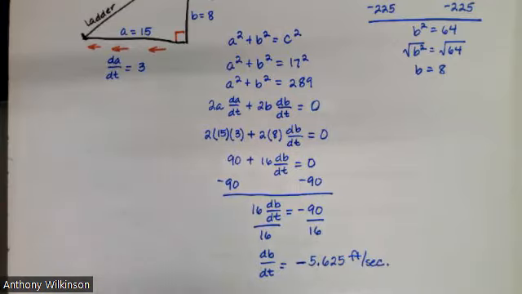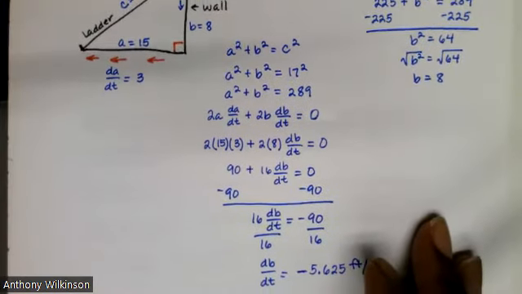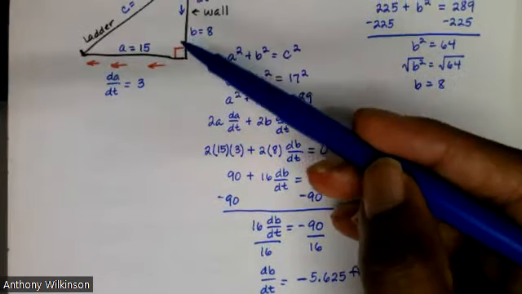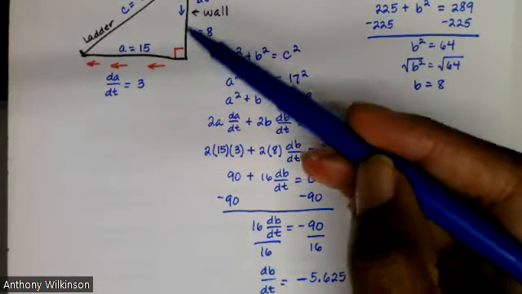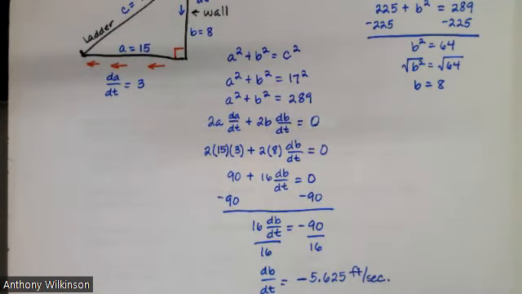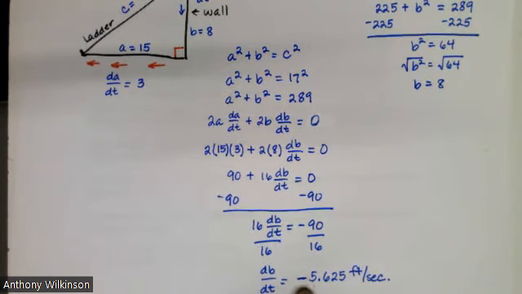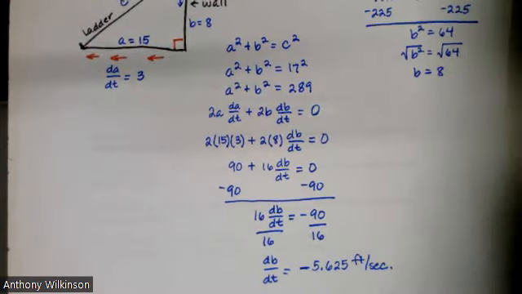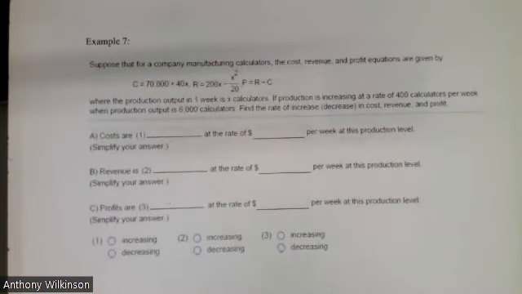So in this case here, I might need to bring this down a bit. In this case here, this wall, the ladder will be sliding down this wall at a rate of negative 5.625 feet per second. All right, here's the next example.